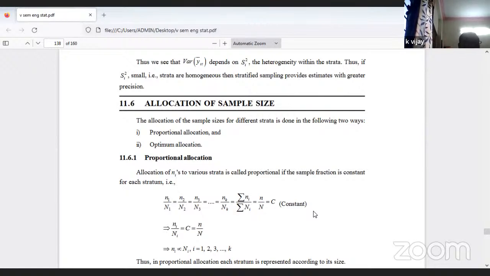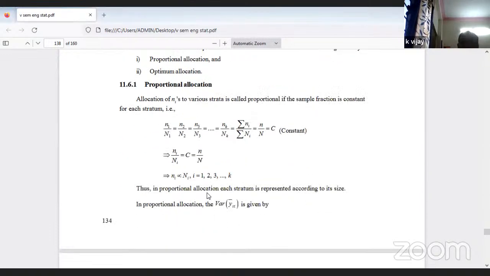n1 by N1, n2 by N2, n3 by N3, up to nk by Nk, we are taking up to k here. Summation of n_i by summation of N_i is equal to small n by capital N. So that is the total value, you see, that is called a constant. n_i by N_i is equal to a constant. That means we can write small n by capital N. So I already told you small n_i is proportional to N_i, we can take i is equal to 1, 2, 3, 4 and so on up to k.